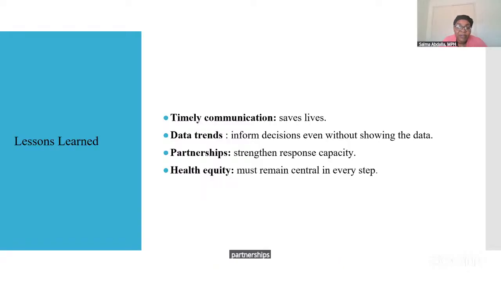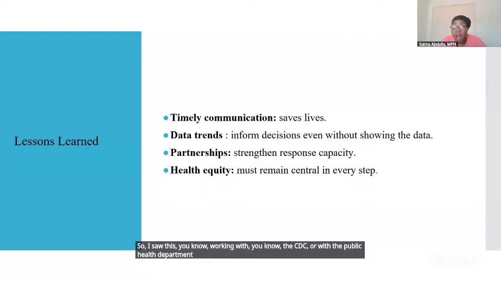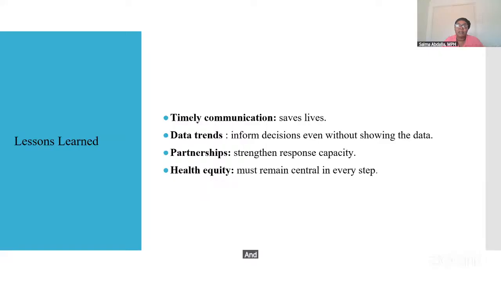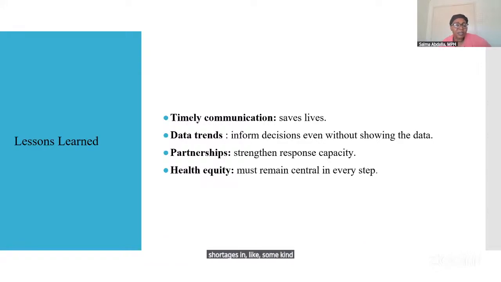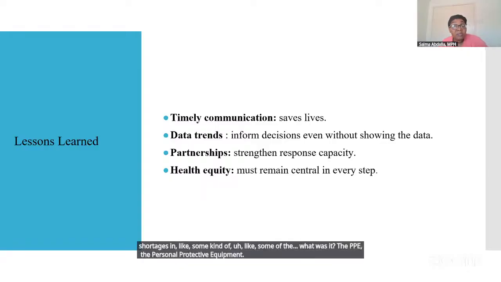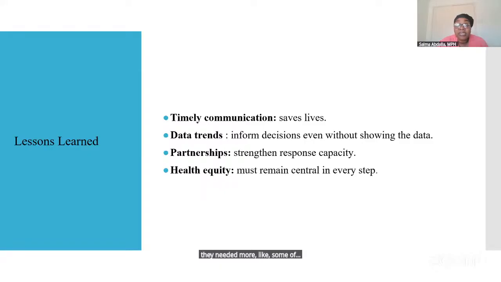Partnerships are very, very crucial. It helps strengthen response capacity. So I saw this, working with the CDC or with the public health department and communities actually allowed us to focus on resources where they were needed the most. For example, I remember a lot of the long-term care facilities were having shortages in the PPE, the personal protective equipment. They were needing that insanely because it was an increased use.